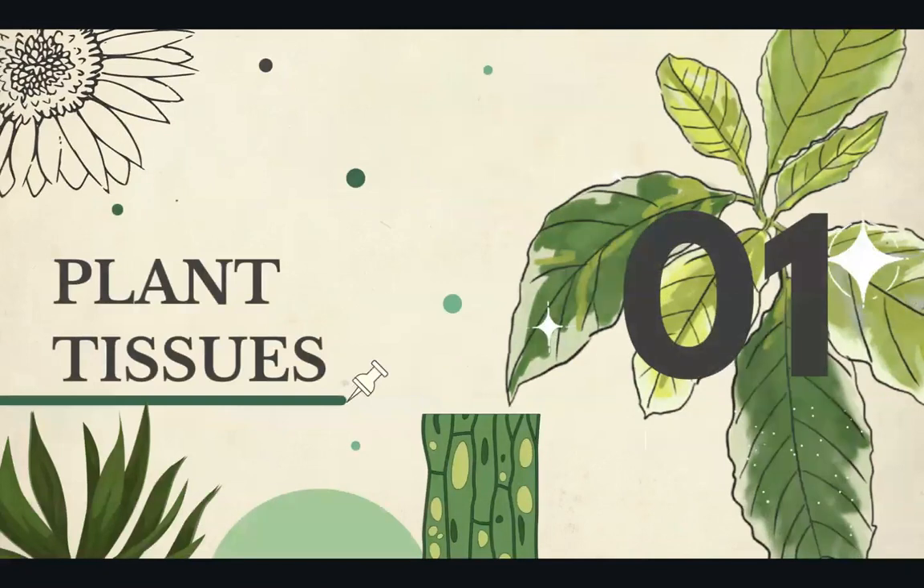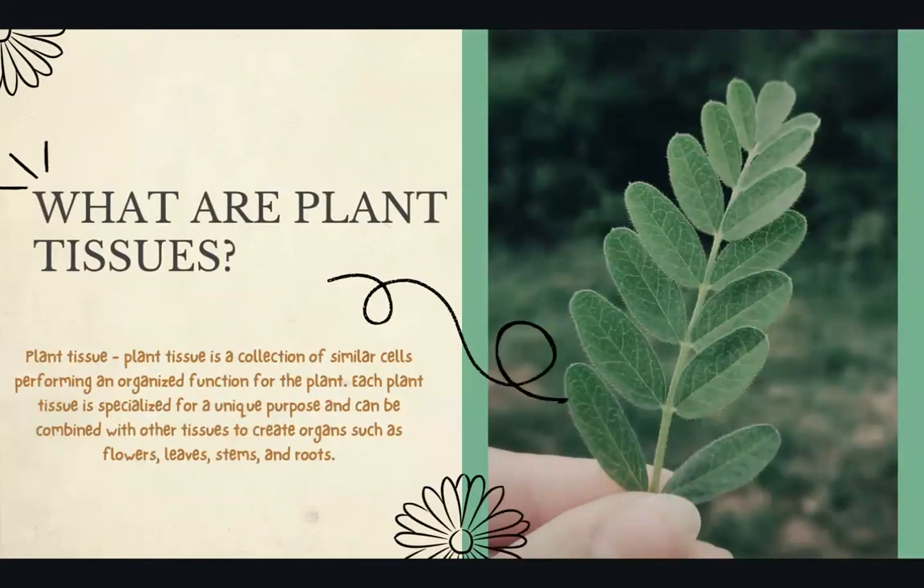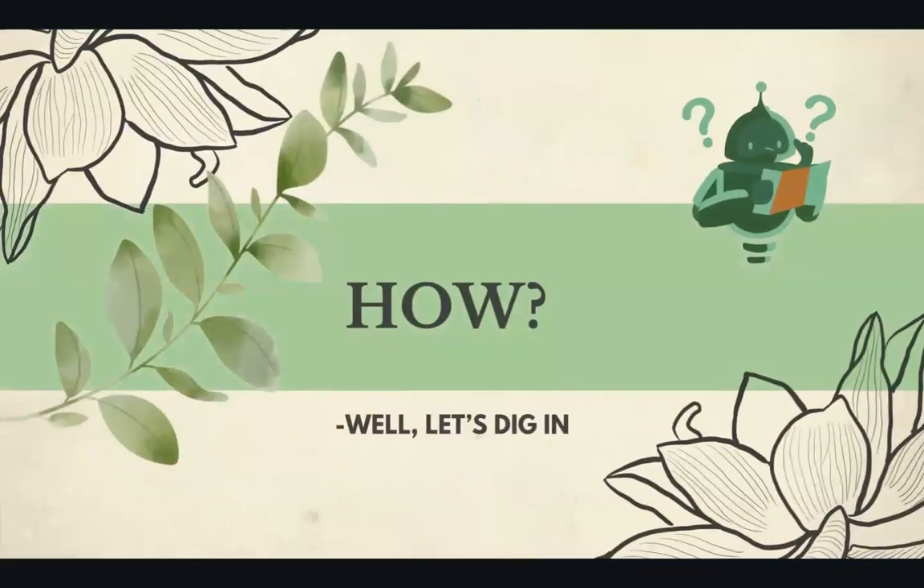Plant tissues. What are plant tissues? Well, plant tissues are a collection of similar cells performing an organized function for the plant. Each plant tissue is specialized for a unique purpose and can be combined with other tissues to create organs such as flowers, leaves, stems, etc. How? Well, let's dig in.